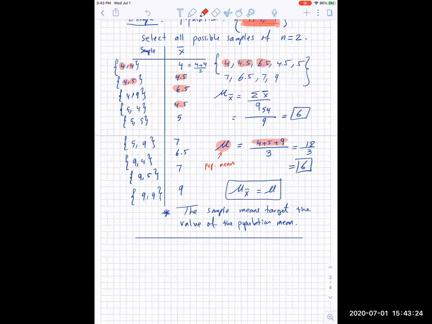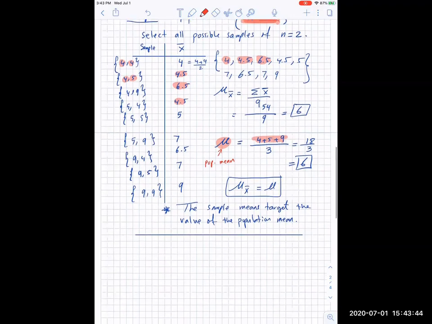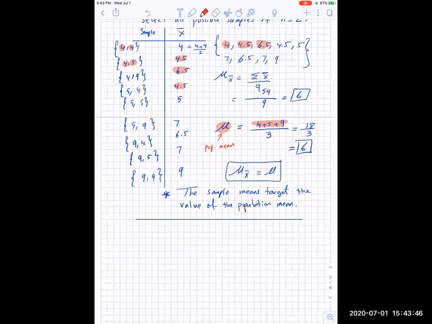So this is just an example that illustrates that the sample means are clustered around, or concentrated about, the population mean. Now, this observation that we see in the sample mean also appears in the sample variances. The sample variances behave the same way.